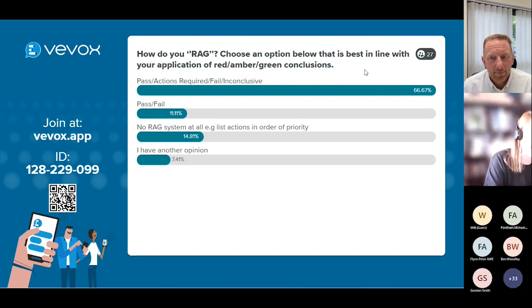But then amber, actions required, that I take my amber as more like capable of providing control, right? Capable of providing control. However, this and that needs fixing, this and that needs looking into. And that might not be something dire enough to warrant a red for fail.